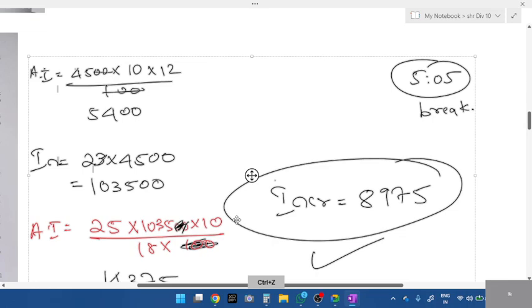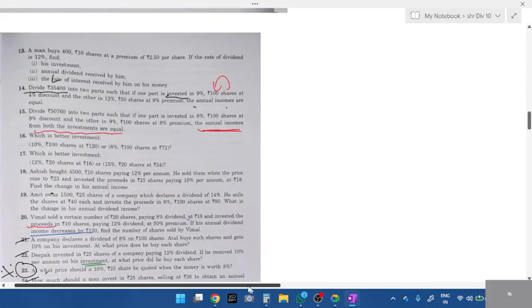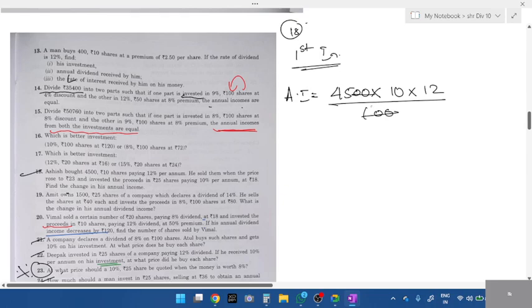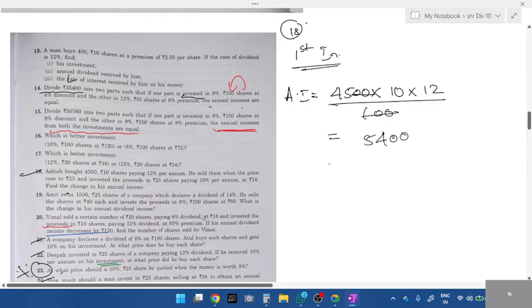Look, I'll once again quickly show you all the calculations, students. I have taken all wrong values. Look at the 18th question. Respond, first investment. How do you calculate annual income for the first investment? What is annual income? Number of shares is 4,500 into what is nominal value? 10. Rate of dividend? 12. If you reduce, what are we getting? 4500 into 10. 5,400, students. 5,400.